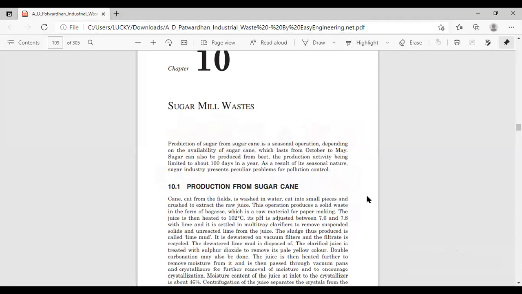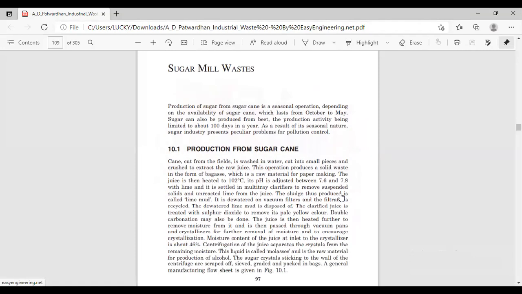Guys, today our topic is sugar mill waste and water process for sugar mill waste. Here clearly I will explain the detailed procedure.